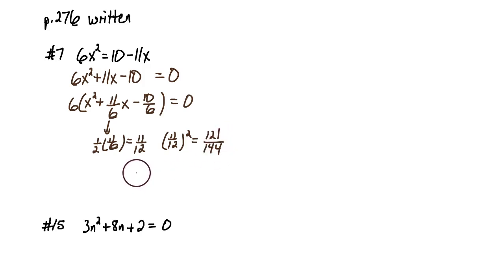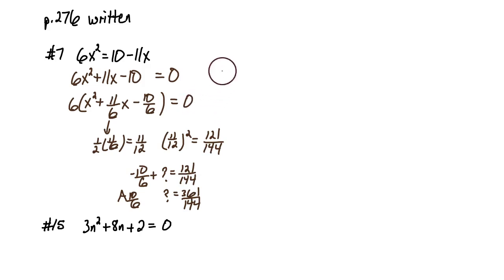Let's do a little bit of scrap work and figure that out. -10 over 6 plus something, we want to be 121 over 144. So let's add 10 over 6 to both sides to figure out what that unknown value is. It's 361 over 144. Let's rewrite our problem.